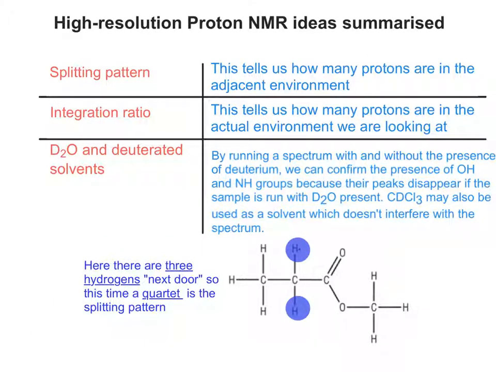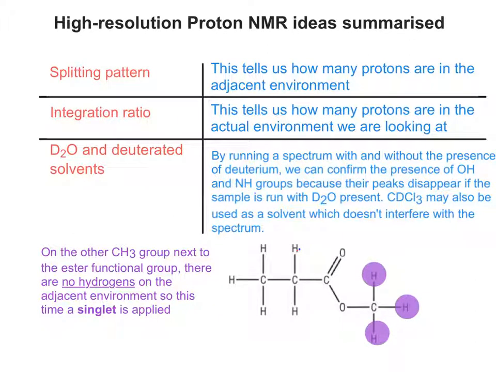But if we were to take those two hydrogens in that CH2 group and call that our environment, the adjacent environment is the CH3. So this time there are three hydrogens next door, so you get a quartet as their splitting pattern. But on the CH3 group next to the ester functional group, there are no hydrogens on the adjacent environment, so this time a singlet is applied. So the adjacent environment would obviously be the oxygen atom that I've highlighted in grey.